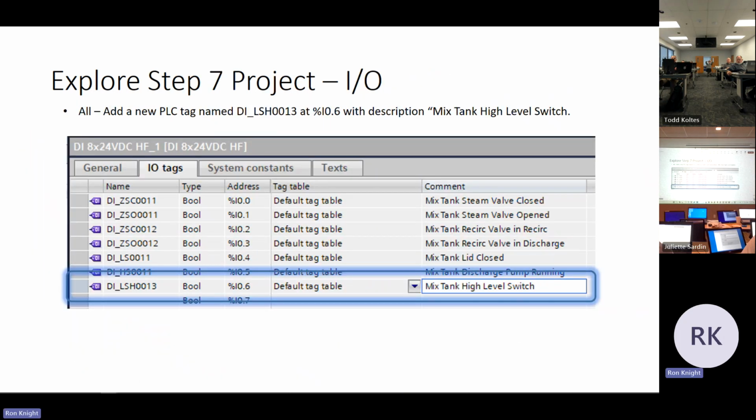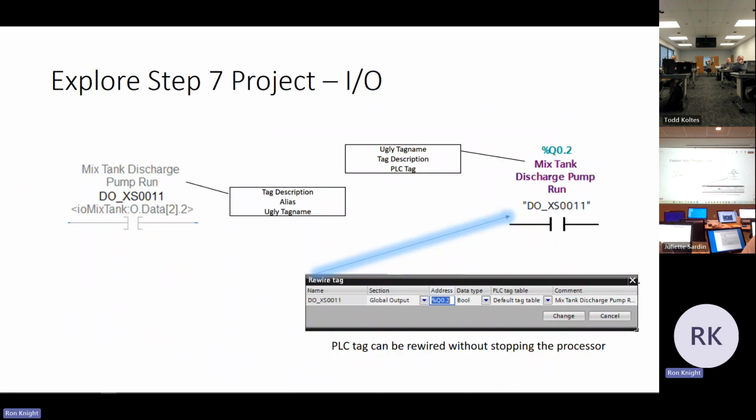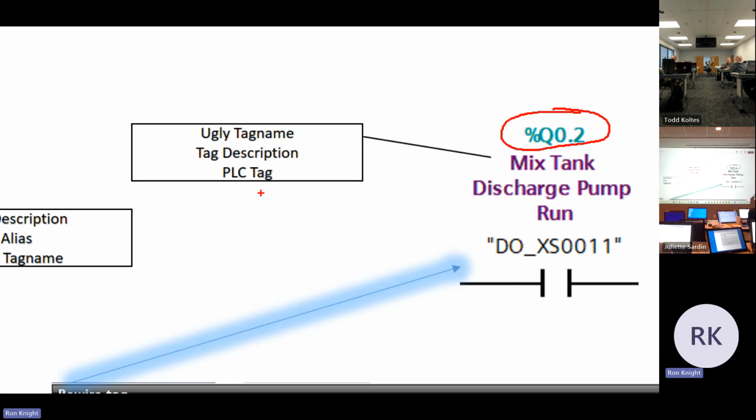All right, let me get down here. We did all of that. So when you actually use an alias in Rockwell, you got the description up top, you got the alias, and then you got the ugly tag name down below. We've got something similar in Siemens where you've got the ugly tag name up top, description, and then the PLC tag down below. Remember, this %Q0.2, that doesn't tell me anything about the physical location of that digital output. Now, I'm going to show you later how you can go from right there to the physical location. But just by the address, we cannot tell where this thing is located.